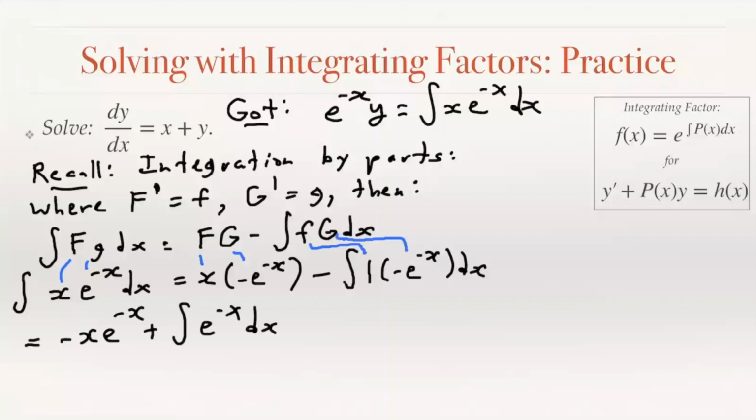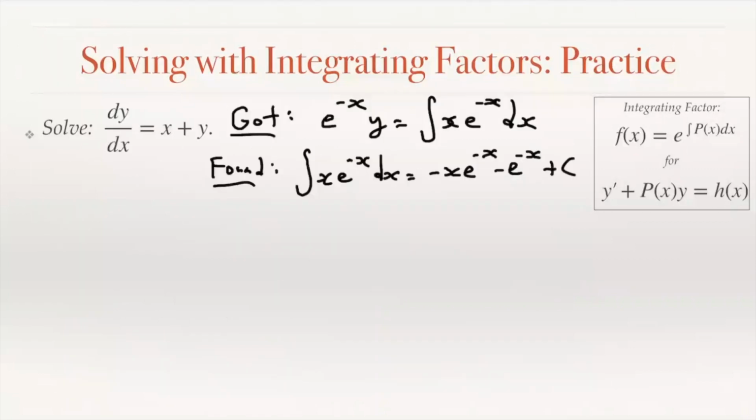And as we anticipated, the reason we chose that big F and little g, it's now an integral we can actually solve. Integral of e to the negative x is negative e to the negative x. And don't forget the plus c, still there in integration by parts, of course.